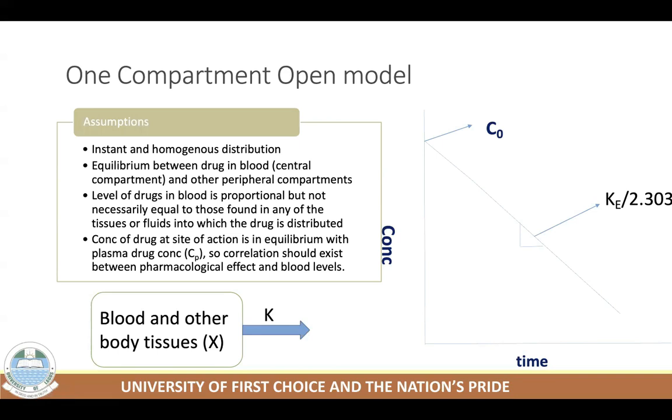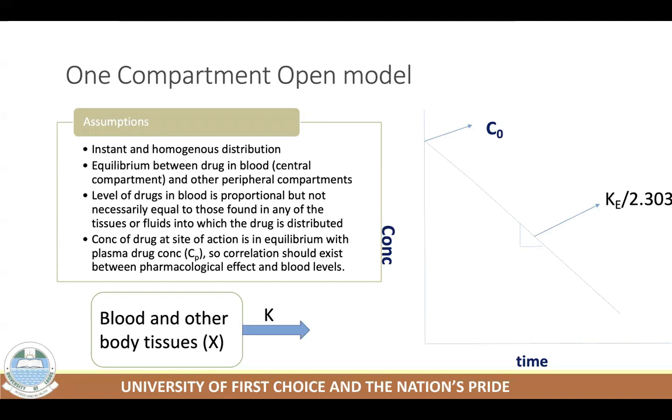It assumes that following drug administration, that's when drug is introduced into the central compartment, the drug is immediately and homogeneously distributed throughout all the tissue and body fluids for which the drug has affinity. Once the distribution phase is completed, equilibrium is established between the drug in the blood or central compartment and other peripheral compartments in the body. Hence, the levels of drug in blood are proportional but not necessarily equal to those found in any of the tissues or fluids into which the drug is distributed.